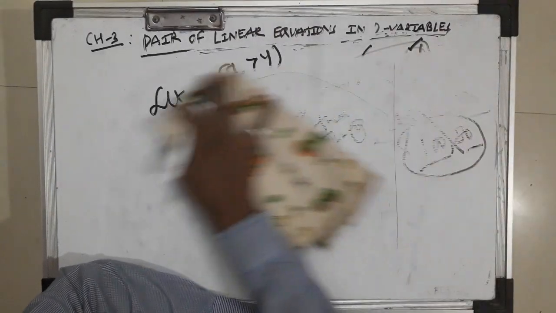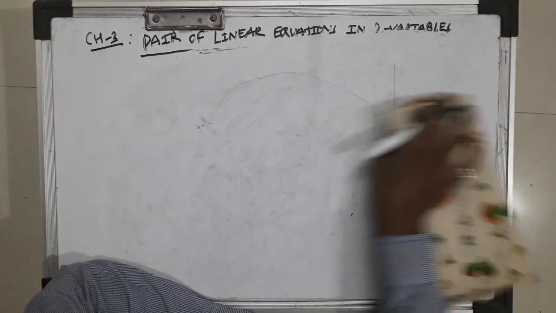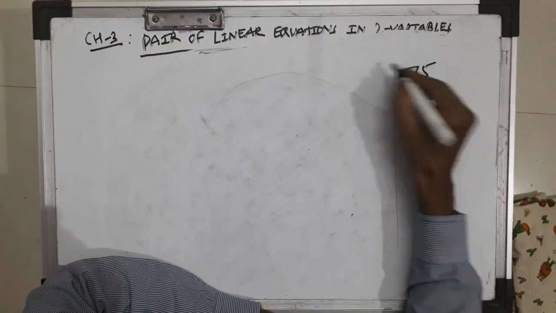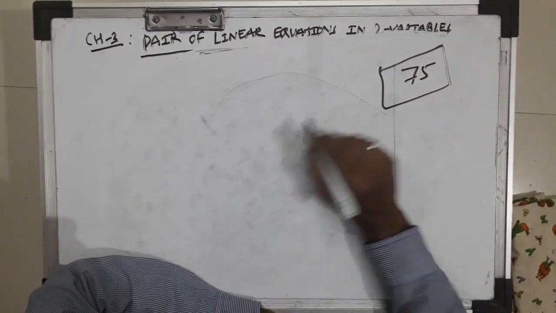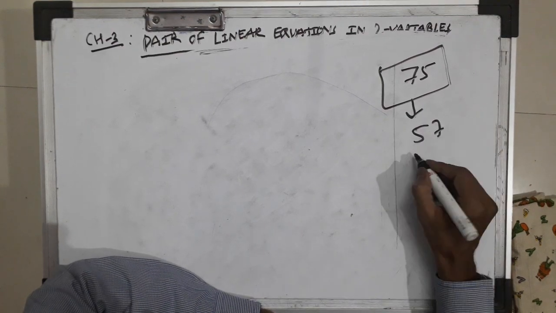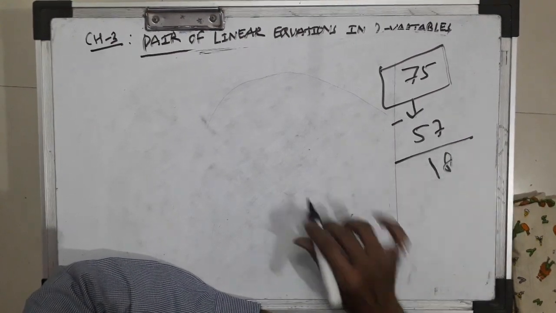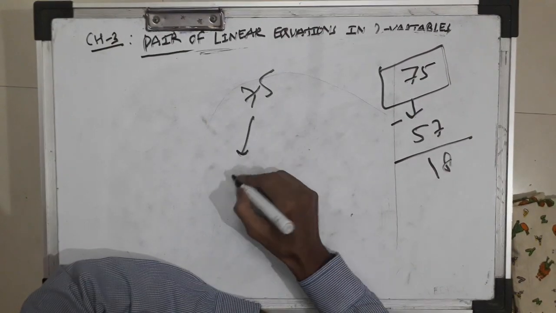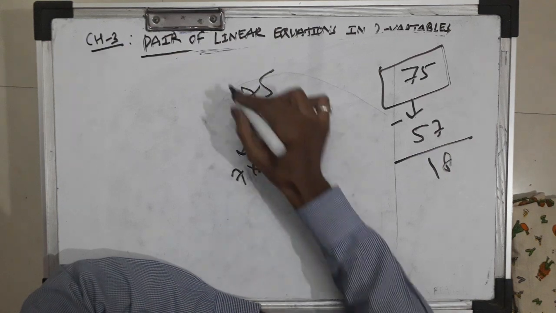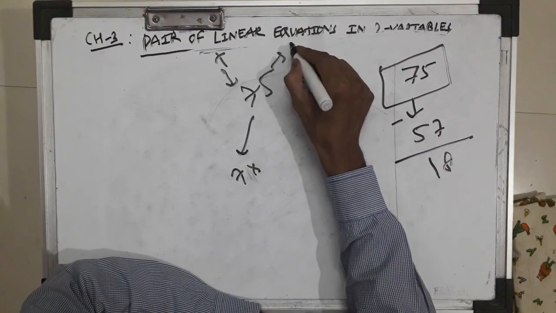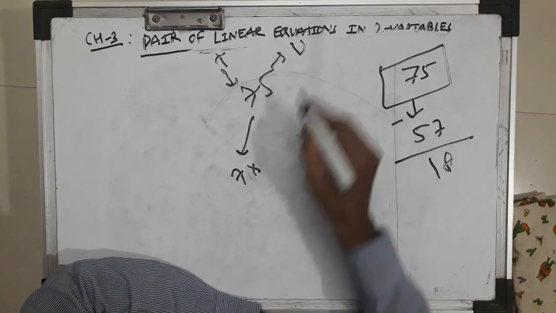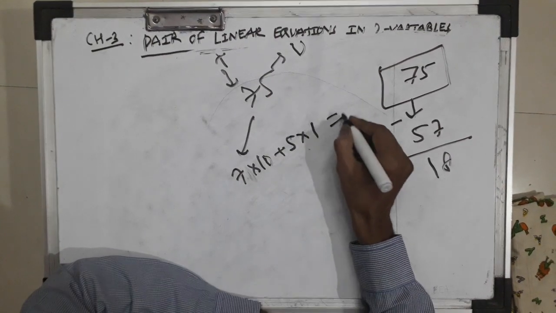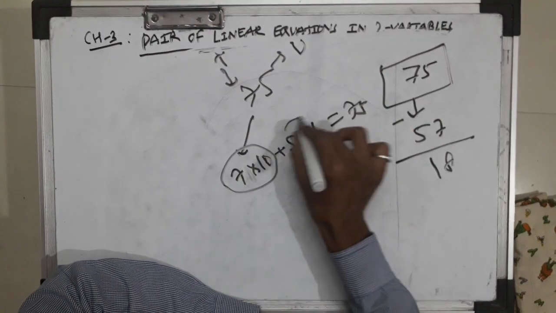Right? Now suppose the question is related with digits. Suppose one 2-digit number is there, 75. Reverse number is 57. Difference is 18. Now we'll form the question. Actually this 75, how is it formed? 7 is the tens place digit and 5 is the units place or ones place digit. 7 into 10 plus 5 into 1 gives you 75, because 70 plus 5.